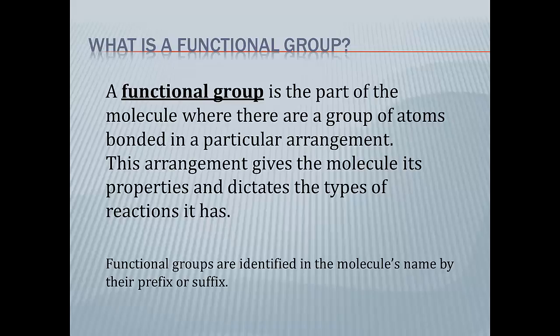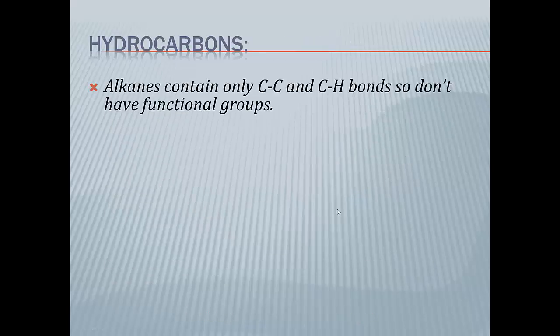Functional groups are identified in the molecule's name by a specific prefix or suffix, so we will look at the examples of these in turn. We'll start off with the hydrocarbons first. We've already seen alkanes in previous videos. Alkanes only contain carbon-carbon single bonds and carbon-hydrogen bonds, so don't have functional groups present in them.